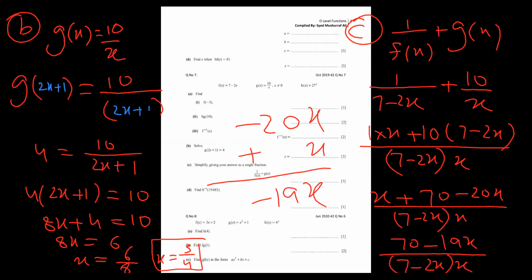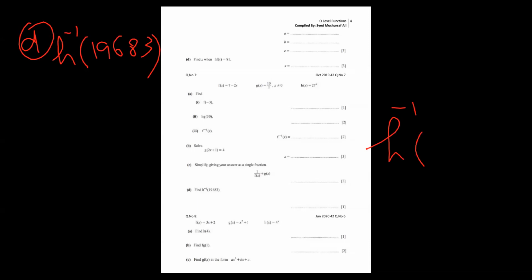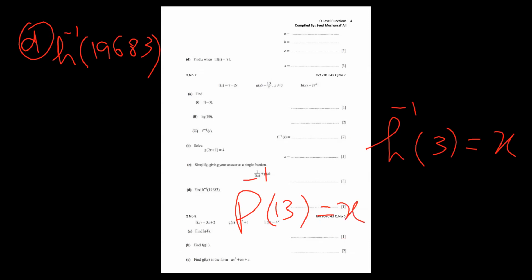So that's it. This idea is very clear. Okay, the last part is what? Part D. Part D is h inverse of 19683. Just before I solve that, I'll tell you: when h inverse of, for example, 3 equals nothing, if nothing is there, you can put anything, but the best idea is x. When the inverse goes to the other side, 3 copy, x copy, this h inverse turns to be only h.